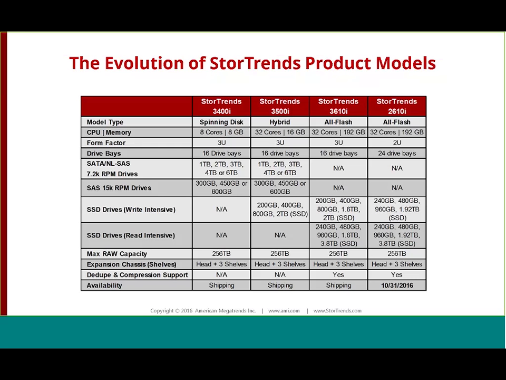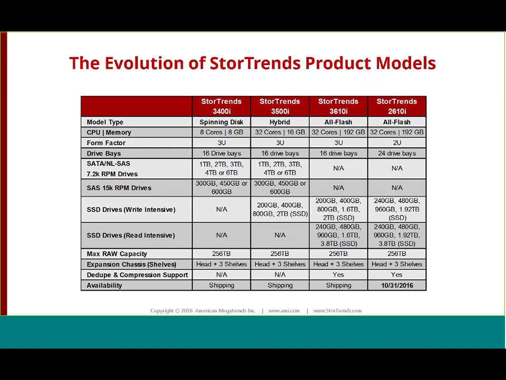All right, so just kind of moving forward here, let's talk about the evolution of the StorTrends product model. If you saw on the previous slide, 2 slides ago, I showed you a 3400 that came out in 2007. That's on the left side of the screen here in the product matrix. That's our spinning disk array. That's a 3U box with 16 drive bays. It can come with either SAS or NL-SAS SATA drives or a mixture of those. It can scale up to 256 terabytes.